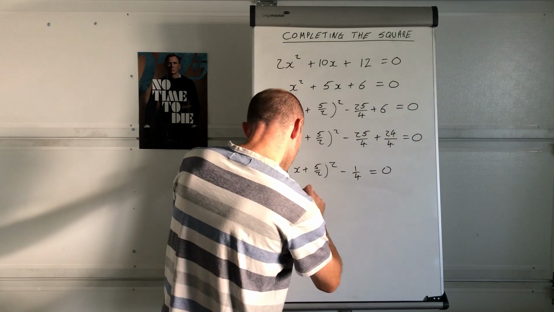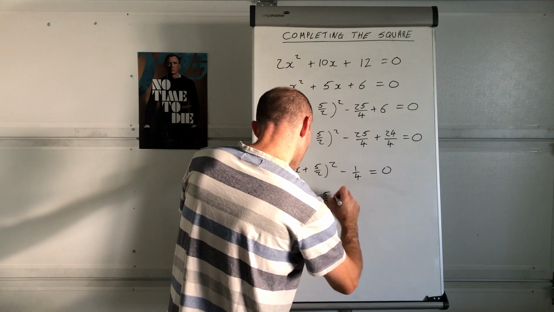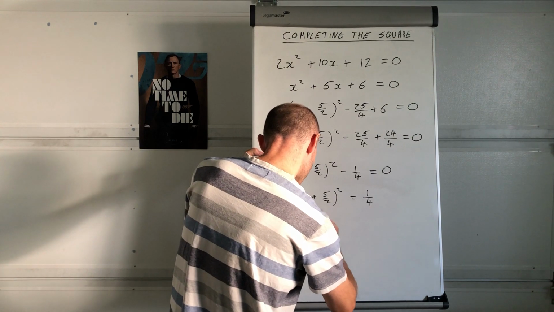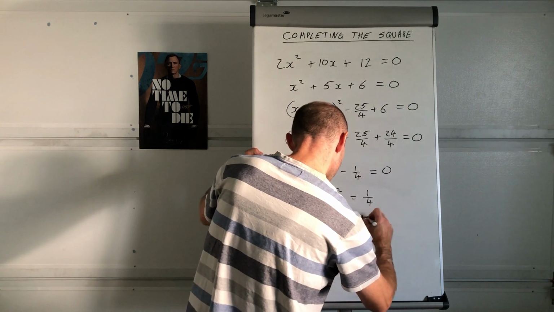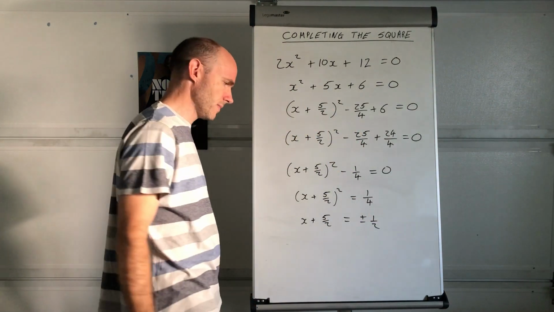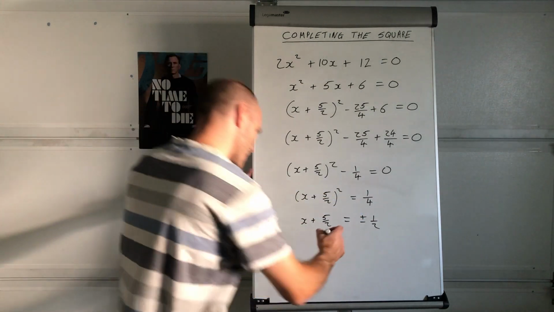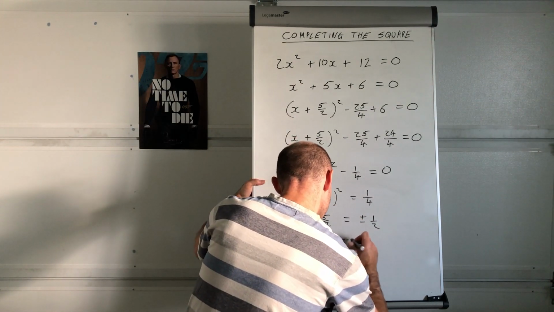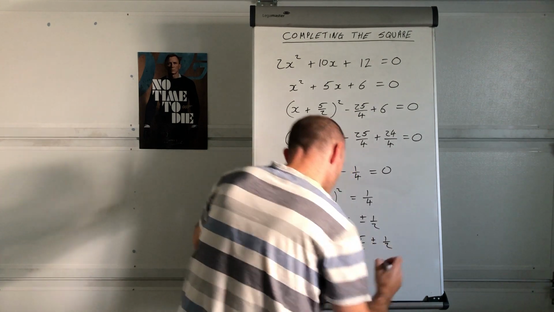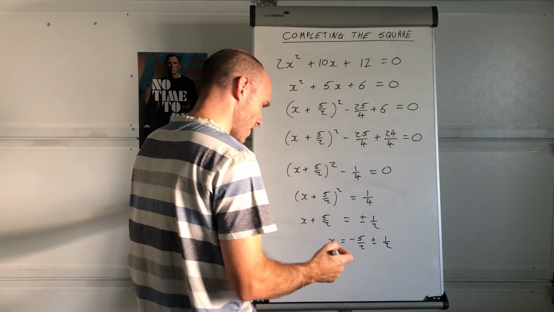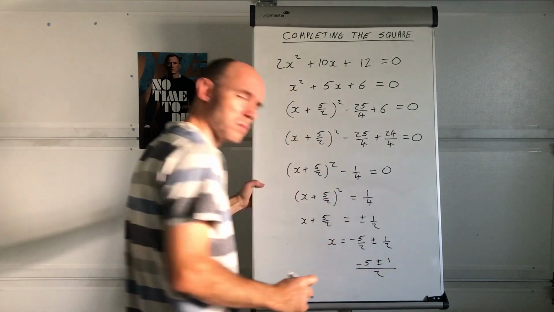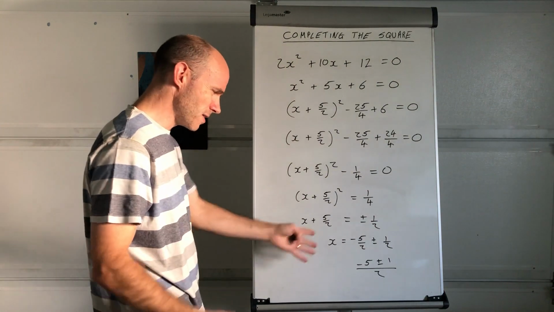Then you want to put the quarter onto the other side. So that's 1/4, and then square root both sides. So x plus 5 over 2 is equal to plus or negative, positive or negative half. Then we just put that over to that side, so x is equal to negative 5 over 2 plus or minus 1/2. I almost wrote it as negative 5 plus or minus 1, all over 2. I have actually written it like that. Either one is fine.